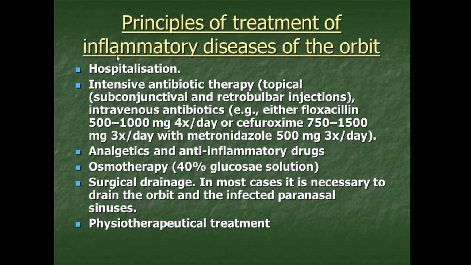And we should treat such a patient together with other specialists. If we make drainage of the orbit, but our colleagues, ENT doctors, don't make drainage from the sinuses, our treatment will not be effective. So be careful with such patients. If you see or suspect orbital cellulitis, you should react immediately.